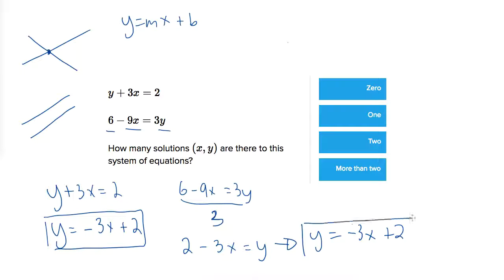Well, that looks pretty familiar. That's the same equation. So we actually have these two equations are the same. They represent the same line.